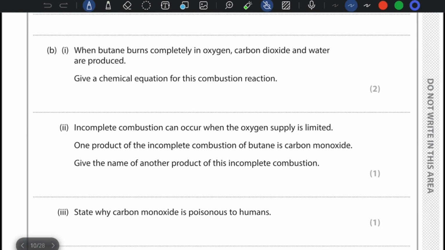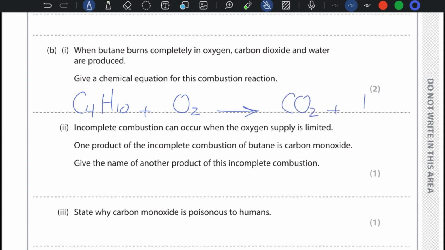Next question: when butane is completely burned in oxygen, it gives carbon dioxide and water. Give a chemical equation for this combustion reaction. Let's write it. C4H10 plus O2 gives CO2 plus H2O. I will give you a simple way to balance this equation. You start with carbon, then hydrogen, then oxygen from the product. Let's do this right now.